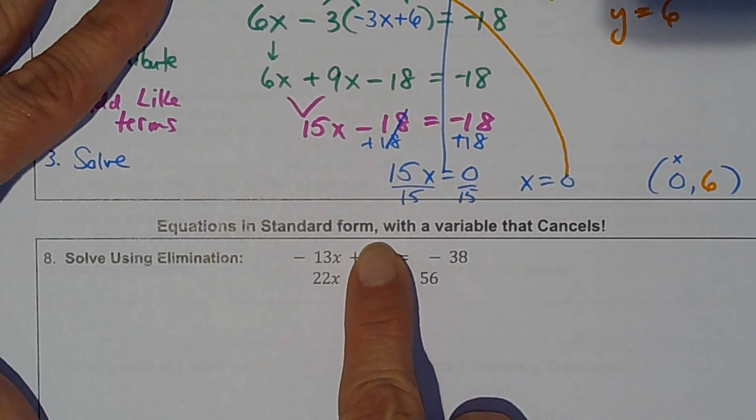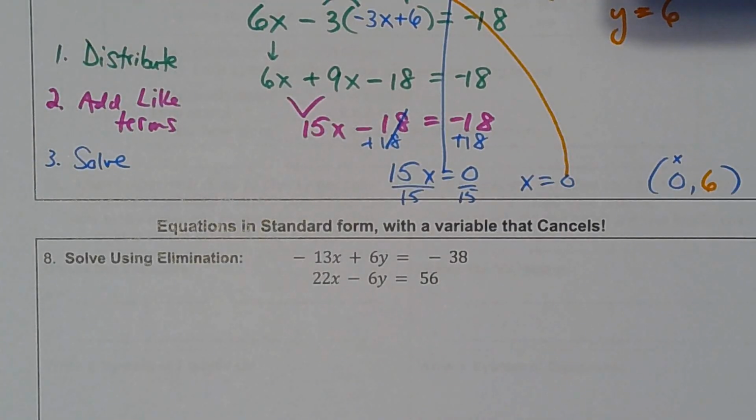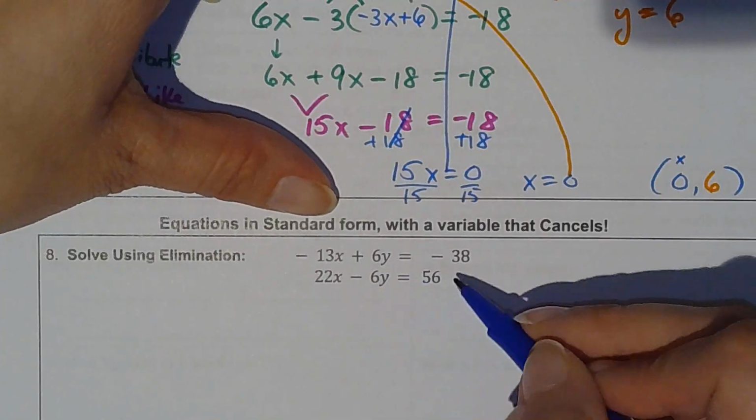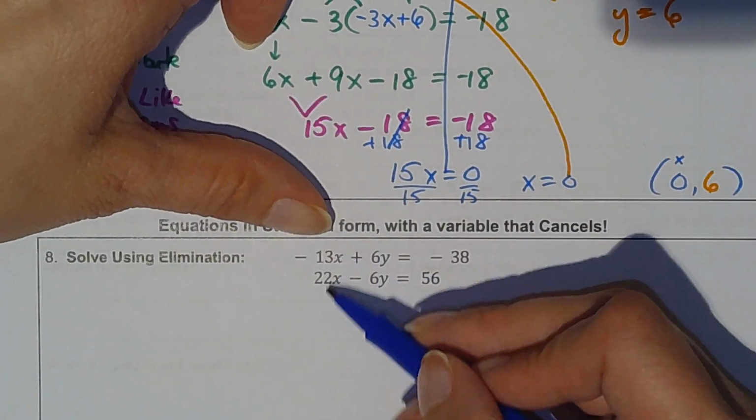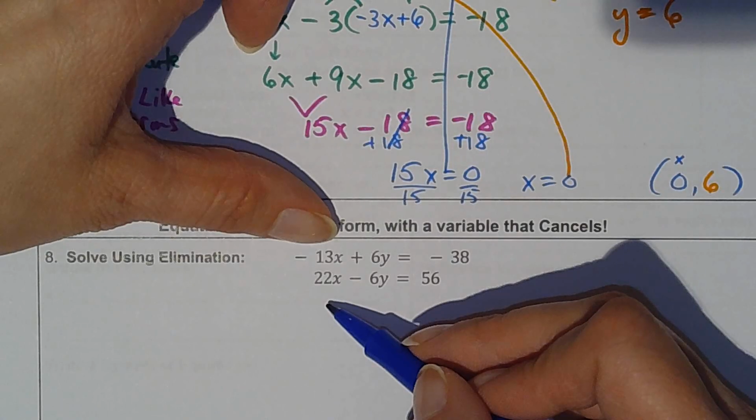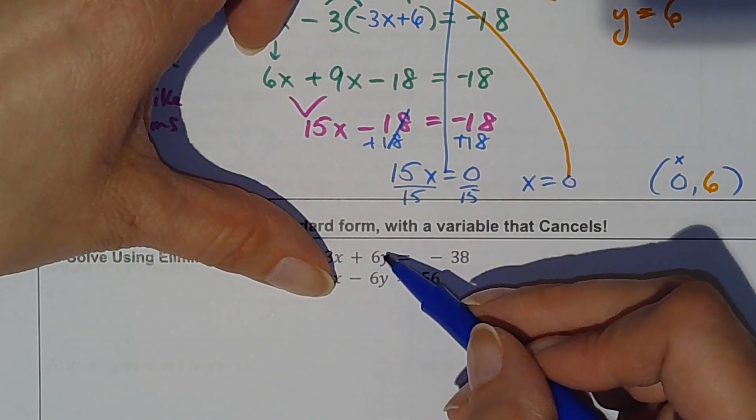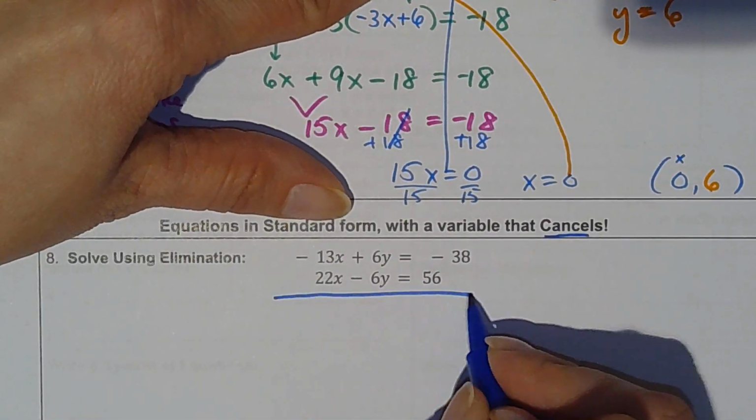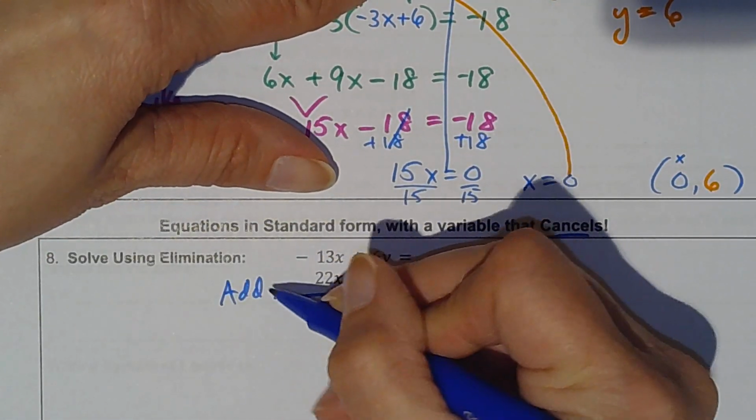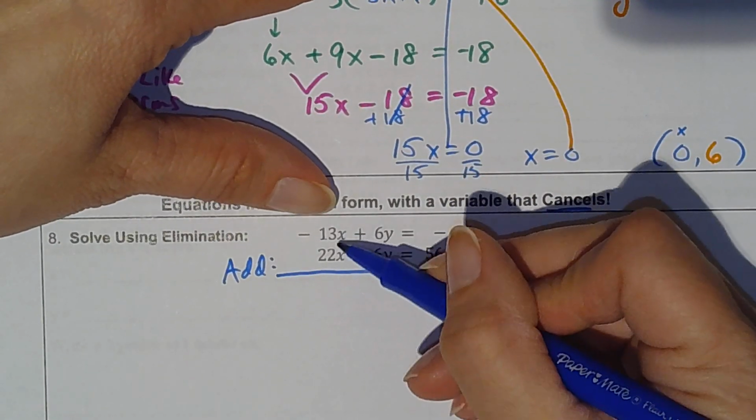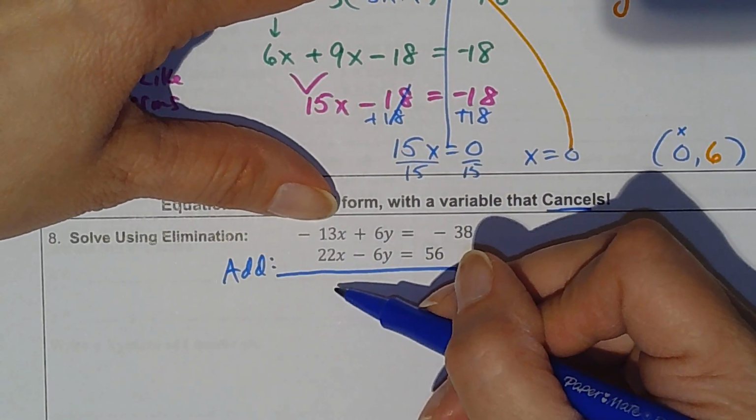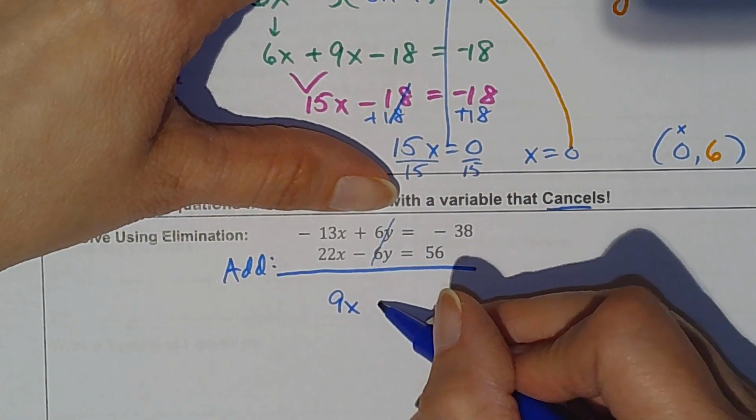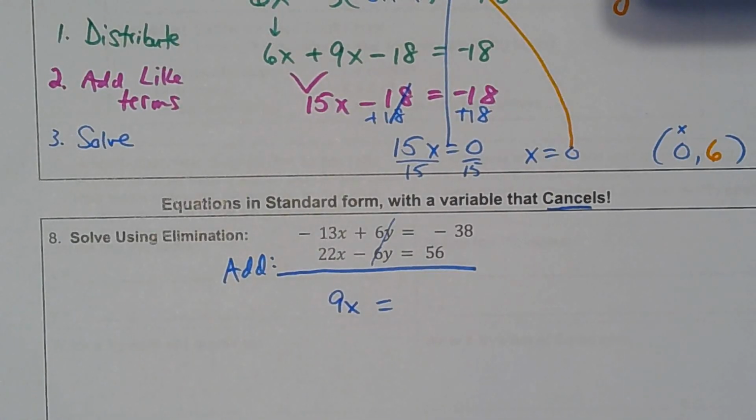Standard form, okay, is when a variable is going to cancel. We have our x's lined up, our y's lined up, and our numbers. Okay, do these x's cancel? No. Do these y's cancel? Okay, the answer is yes. Let's go. Okay, so then you're going to add the columns together. How many x's is this? 9x. The y's cancel.